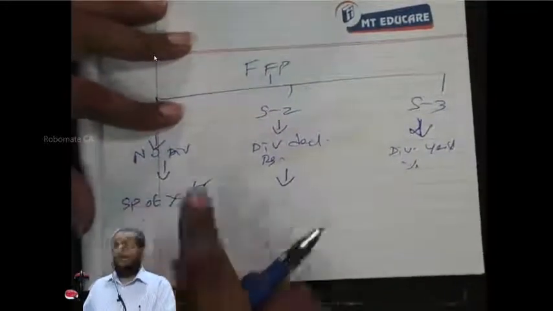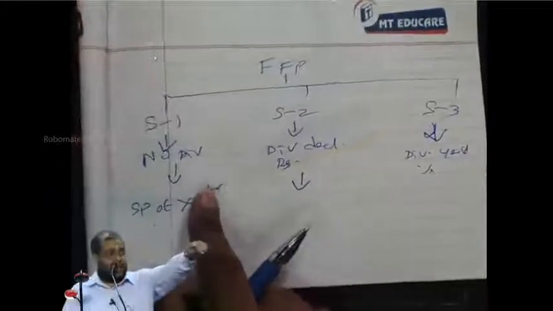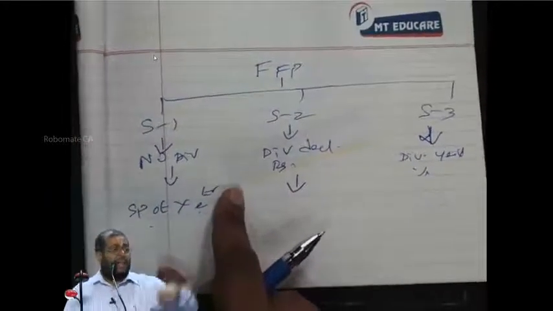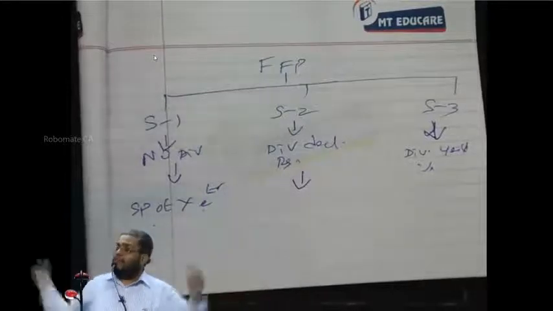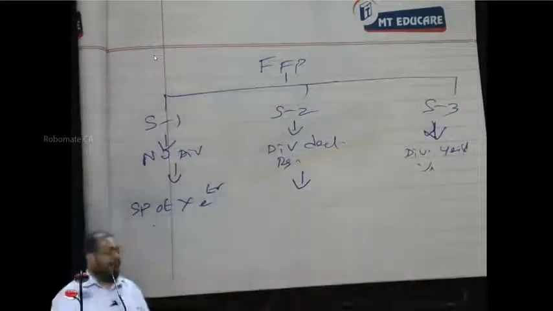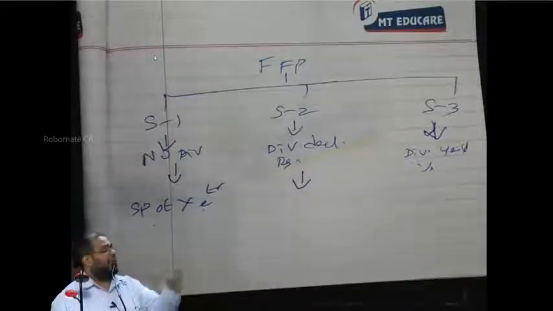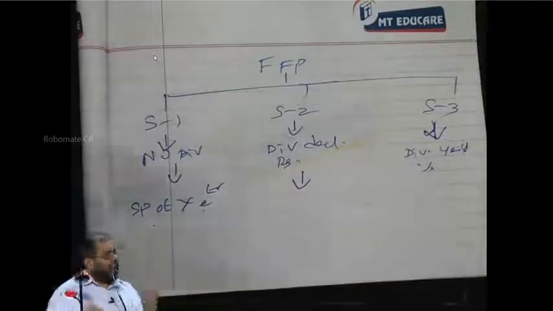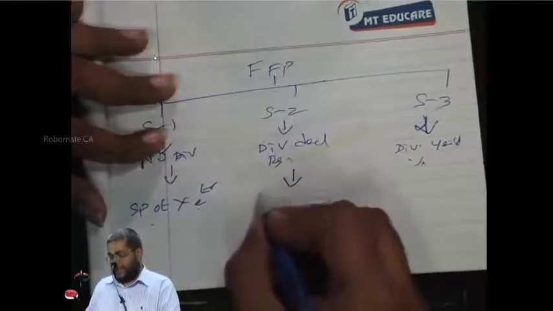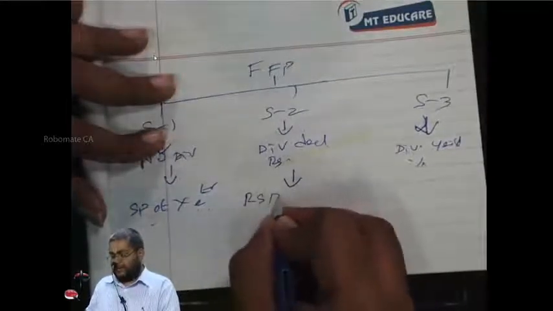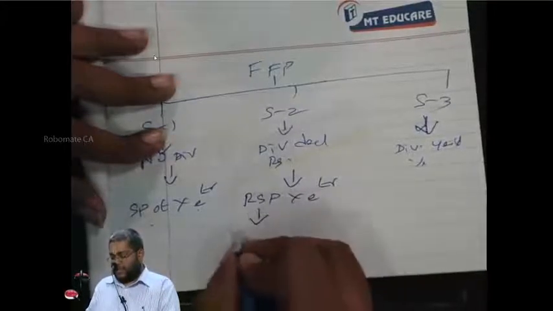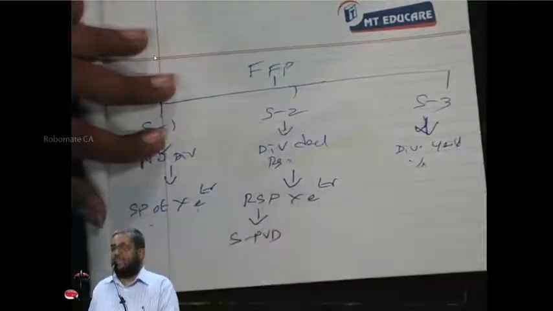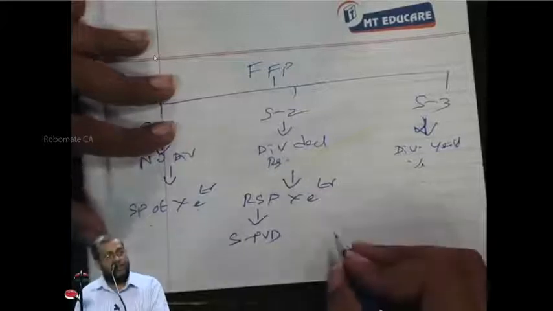Situation number 2. The futures price is for the ex-dividend share and the spot price is for the cum-dividend share. In that case, I cannot compound the cum-dividend price to the future, because by the time the futures contract matures, it becomes ex-dividend. Now, can you tell me what should be the formula? Exactly, it is revised spot price into e power TR. What is revised spot price? Spot price minus present value of dividend. Yes or no?